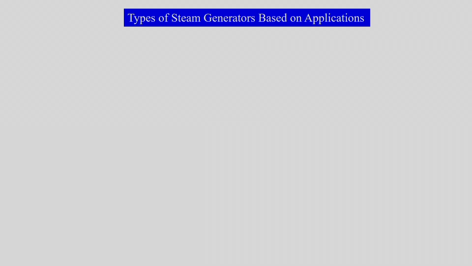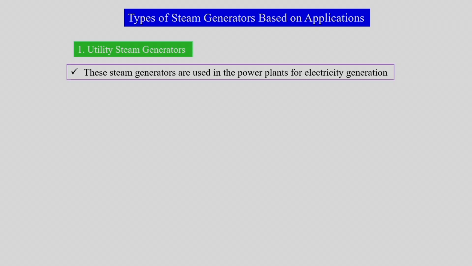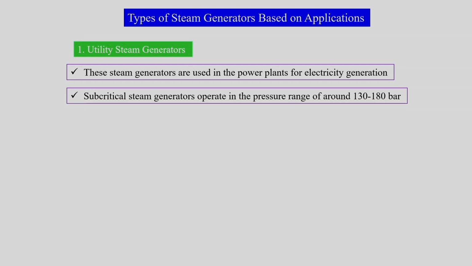Types of steam generators based on application. We are trying to use steam generators for different applications, as we had seen from our earlier power classes, and based upon that we classify different steam generators. First is called the utility steam generator. Utility steam generators are basically used for electricity generation in power plants. Big power plants which are mainly motivated towards production of electricity, their steam generators are called utility steam generators. These steam generators further get classified into two types.